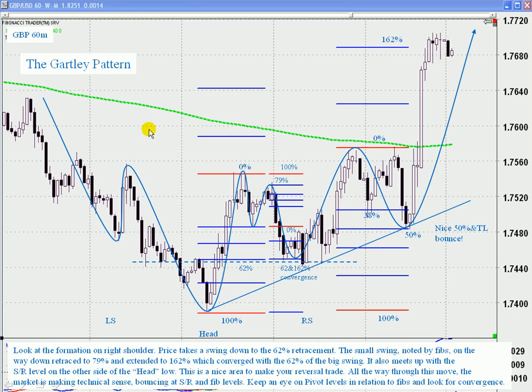Let's have a look at a Gartley pattern in an overall reversal formation. We're getting technical on you now, aren't we? When you started listening to these CDs, you maybe thought it was a little bit too simplistic for you, but now we just need you to stay with me.